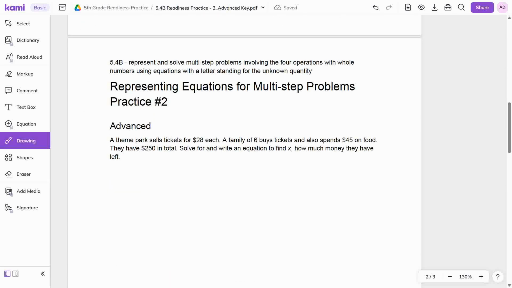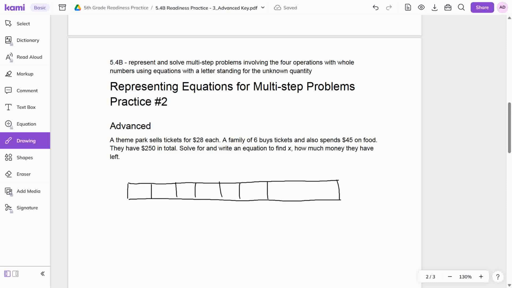For our next problem, we have a theme park. We get tickets for $28 each. A family buys 6 tickets and also spends $45 on food. All right, so let's just draw a strip diagram here. So I'm going to do 6 tickets. 1, 2, 3, 4, 5, 6. That leftover is going to be food. So I've got 6 sets of 28.